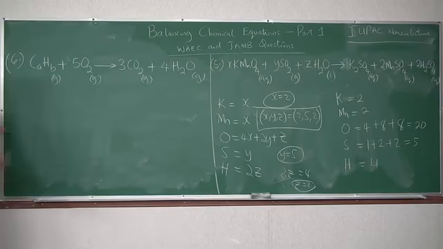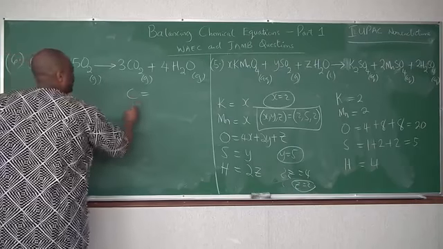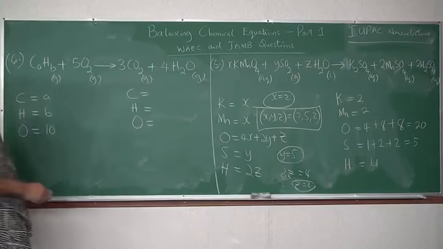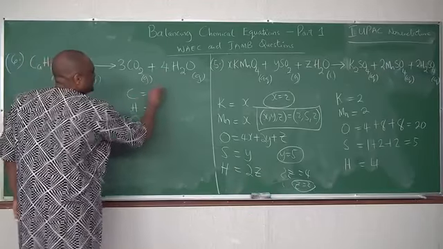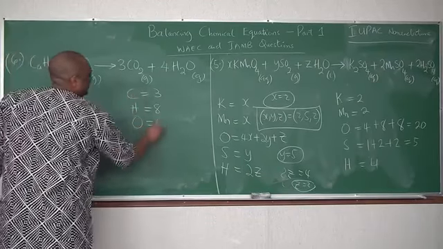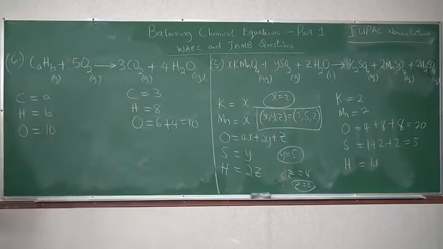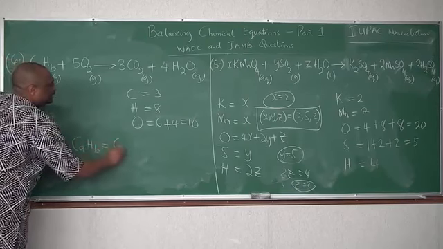So the same way, these are the elements of the reactants: carbon, hydrogen, oxygen. And in the same order, put it in the product. Carbon is x, hydrogen is y, oxygen is 10, 5 times 2. And here, carbon is 1 times 3, 3. Hydrogen is 2 times 4, 8. And oxygen will be 2 times 3, 6, plus 1 times 4, 4, which is 10. So oxygen is balanced. So you could see here that our hydrocarbon is C3H8.